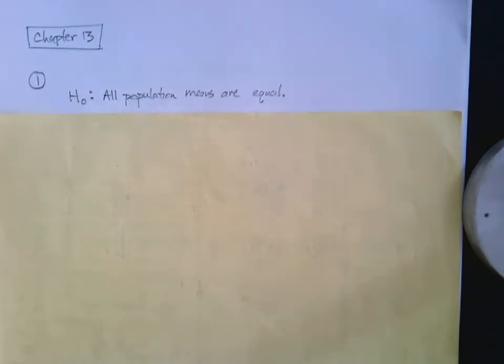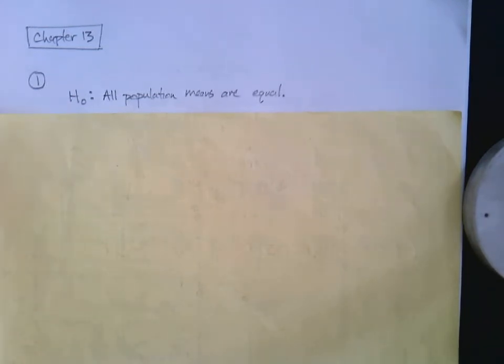You could be specific to the individual problem. You could say the population means for ways to lower blood pressure are equal: medication, exercise, and diet. I'm okay if you just say, this statement right here, all the population means are equal, and our 3 populations are medication, exercise, diet.